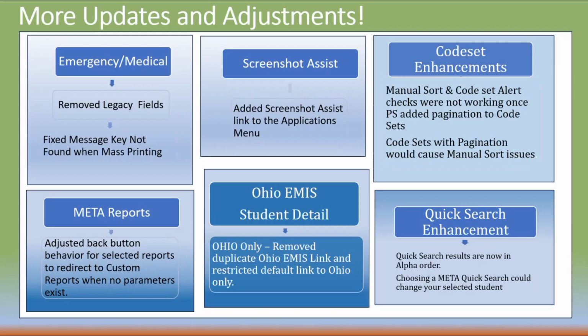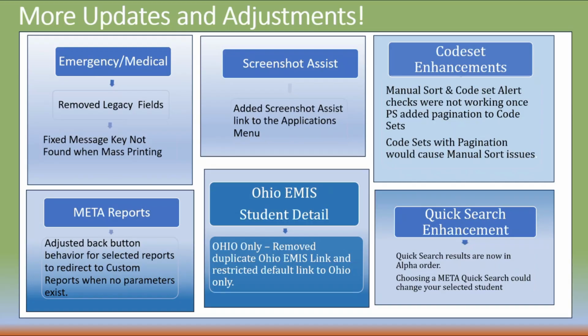The screenshot assist, which is the Meta program to help you with making a screenshot. You can blur out, you can highlight. Very cool customization. It's been around for a long time. Somehow that got excluded from the applications menu. So it's been added back in. So now you can go to applications and choose screenshot assist.